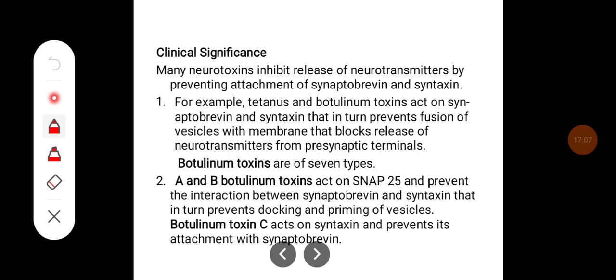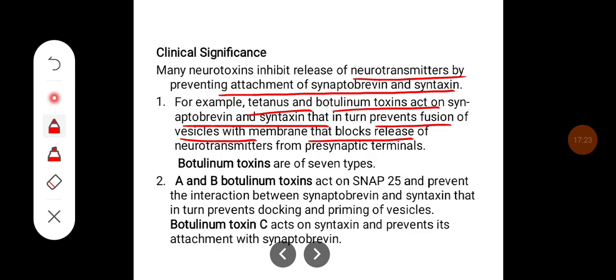Many neurotoxins inhibit neurotransmitter release by preventing attachment of synaptobrevin and syntaxin. For example, tetanus and botulism toxins act on synaptobrevin and syntaxin, which in turn prevents fusion of vesicles with the membrane and blocks the release of neurotransmitters from presynaptic terminals.